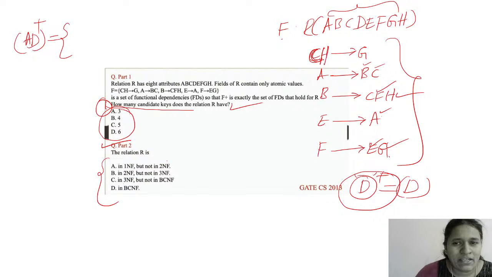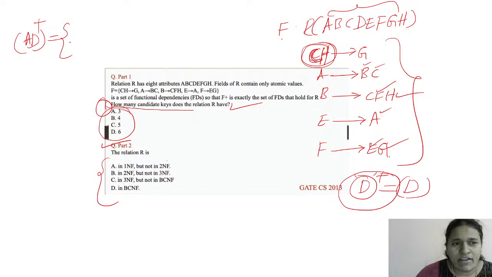Instead of combining D with CH, I am combining D with A, because every time we have to find the minimal, we have to try with the minimum first. If we don't get it with the AD closure, BD closure, ED, or FD closure, then we will go for the maximum number of attributes. That's why here I am trying to find the AD closure.